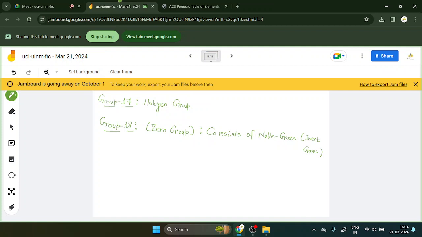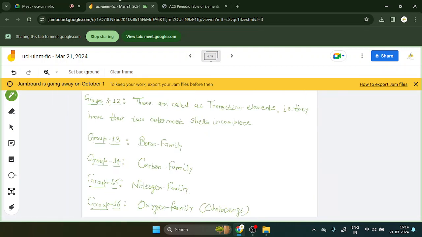Why are these called noble gases? Because their octet or duplet is complete. They only react when certain conditions are provided to them; otherwise, they don't react at all. Their outermost orbit is complete and they have a stable electronic configuration, and they hardly react unless they are provided with extreme conditions. Special conditions are not given to them.